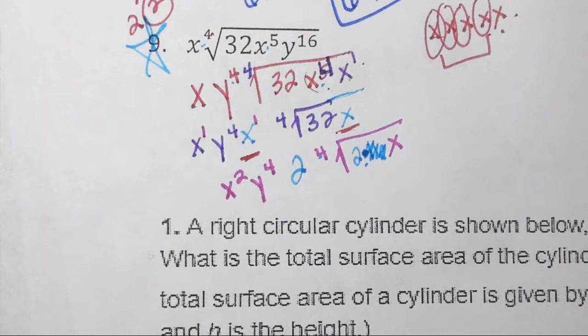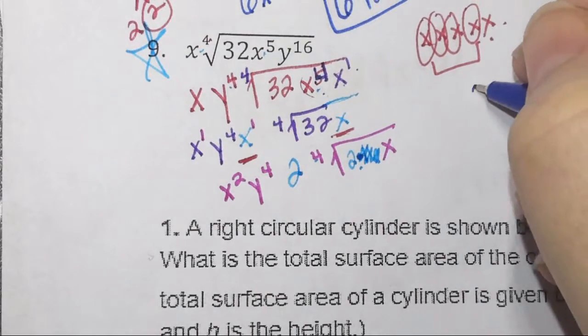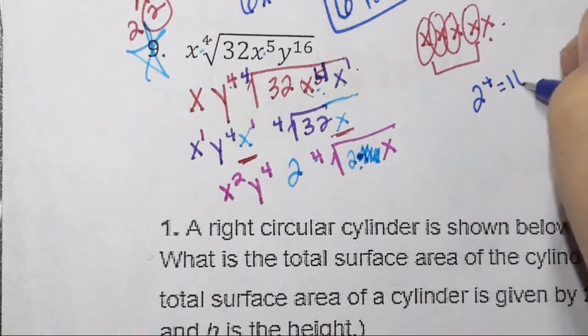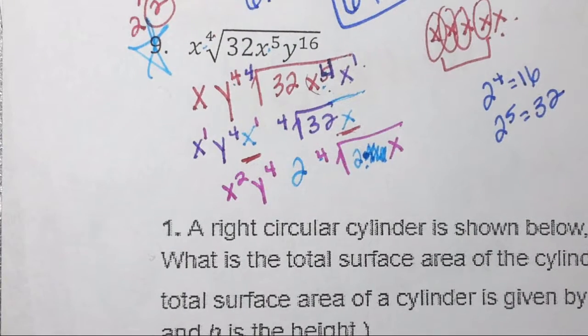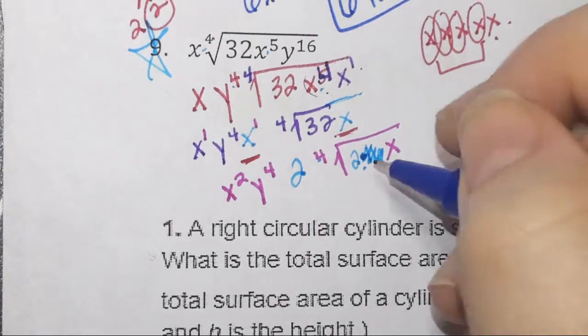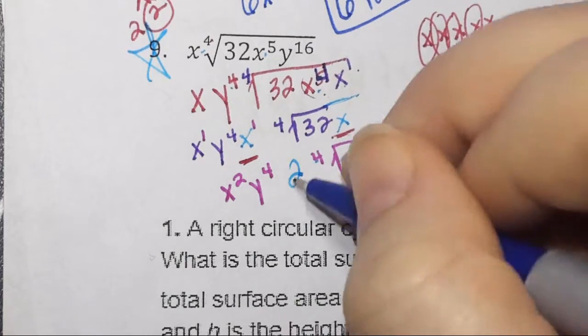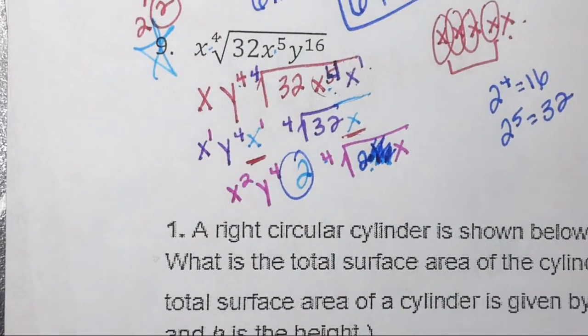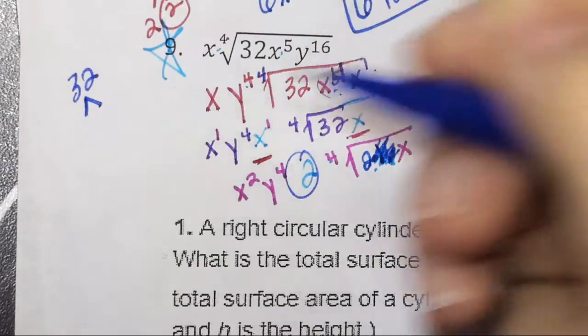Now, sadly, Miss Compton has worked way too many of these problems in her life. So I know stuff like 2 to the 4 is 16. 2 to the 5 is 32. That's just things I've learned over time. But if you don't know those things, and you have no idea how Landon came up with 16 and 2, and he knew the fourth root of 16 was 2, that's fine. Again, I'm cool with this prime factorization thing.